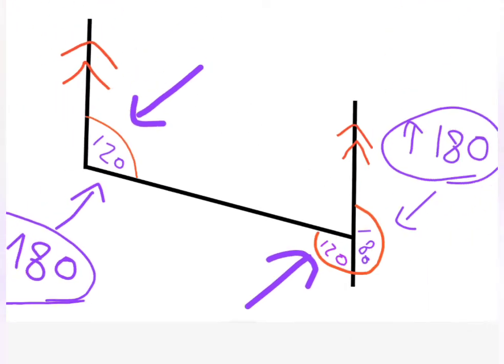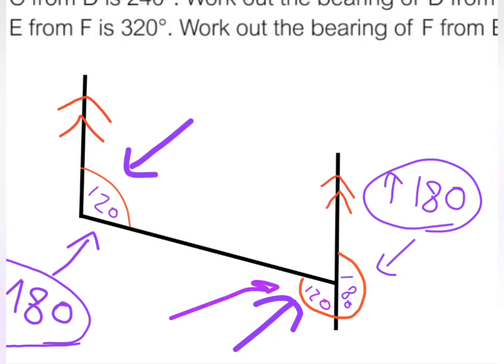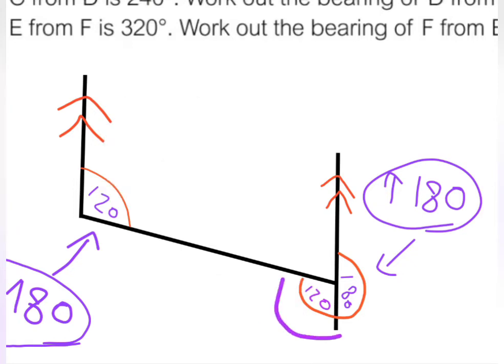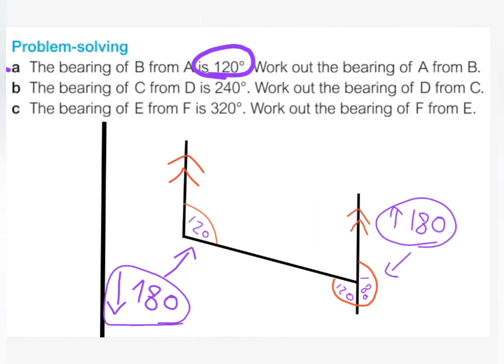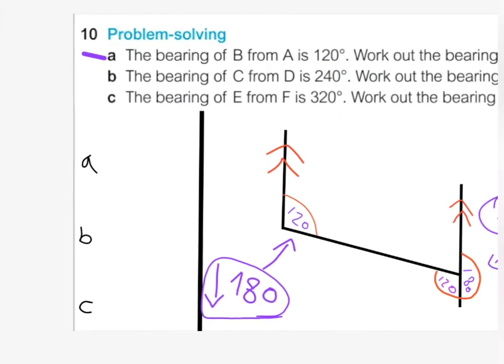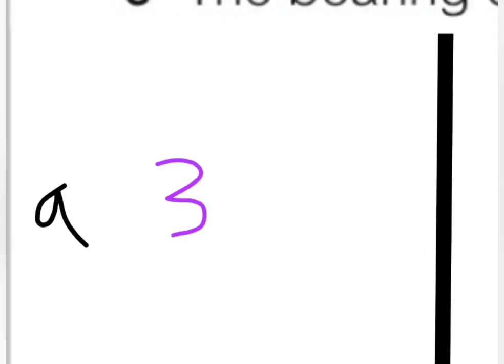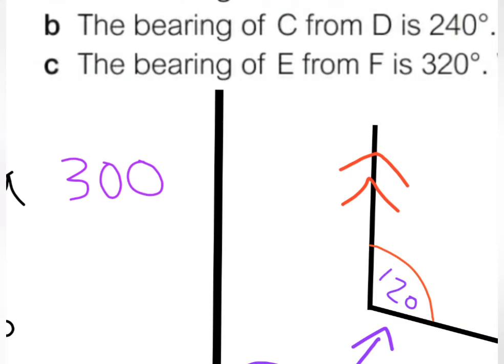After finding this angle here, we can find the whole bearing by adding 180 to 120. So 180 plus 120 equals, very good, 300. So the other bearing will be 300. So if the first one is 120 here, the other one is 300. Very good. So the answer will be 300. Now let me write it down. The answer for A is 300. Now let me remove this.